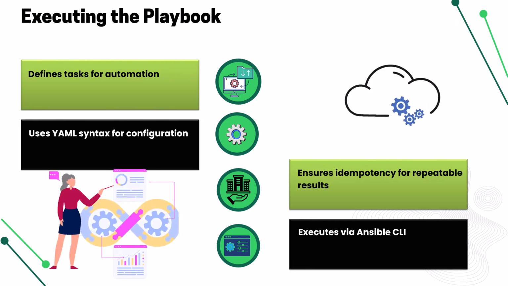Now, running a playbook might sound like theater, but here, it's all about automating tasks like a pro. We write our tasks in YAML, which is basically like writing instructions for a very obedient robot. The best part, no matter how many times you run it, it won't mess things up, it stays consistent. Just hit that Ansible CLI, sit back, and let automation do the work.